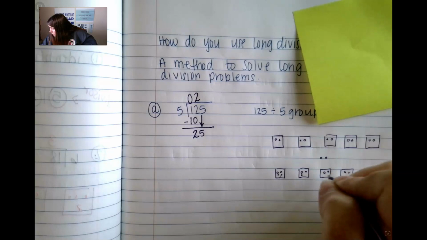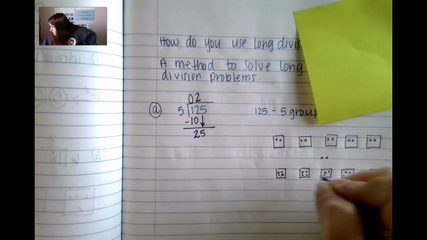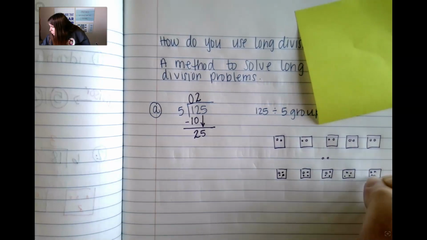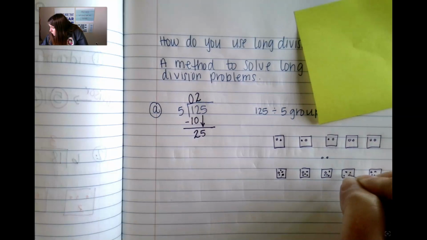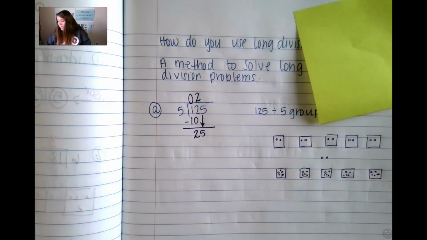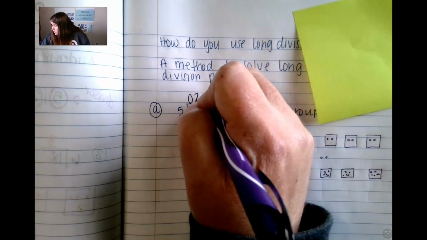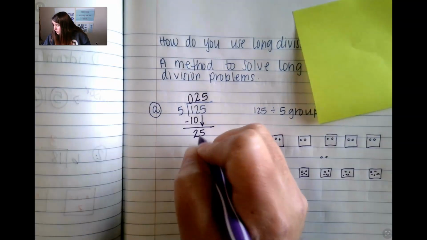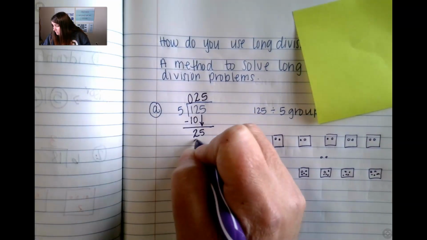11, 12, 13, 14, 15. Now it's here. 16, 17, 18, 19, 20, 21, 22, 23, 24, and 25. Okay, how many in each group? Well, there's 5 in each group. Okay, so there's 5 in each group. Well, 5 times 5 is 25.